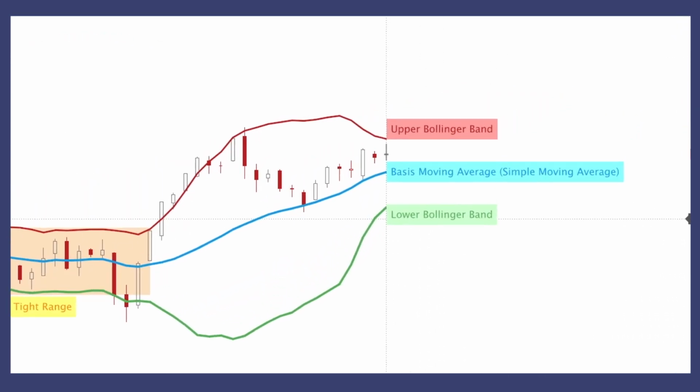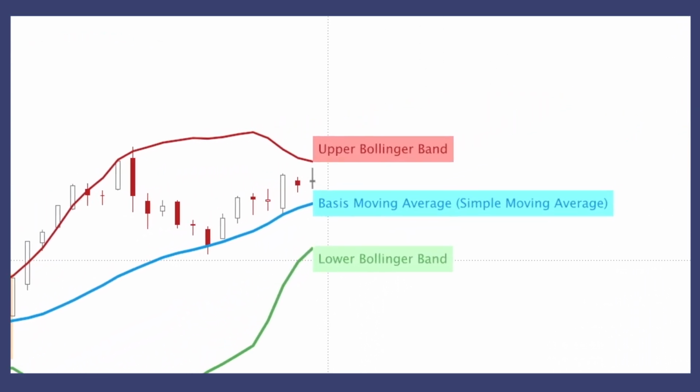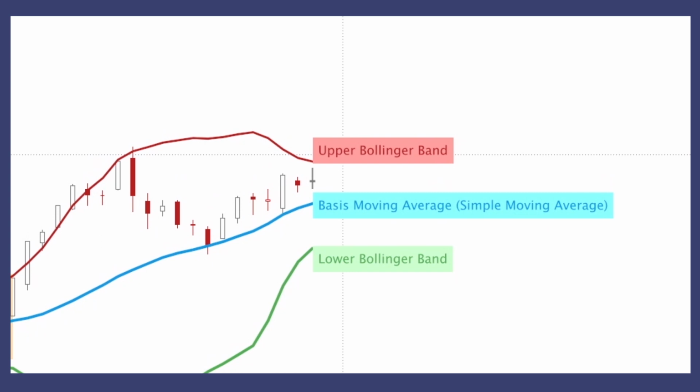So you can see here that we've got the lower Bollinger Band. We have what I'm going to call the basis moving average. And then you're going to see the upper Bollinger Band here. The lower and the upper band by default are two standard deviations outside of the average. Your average here is just your simple moving average.